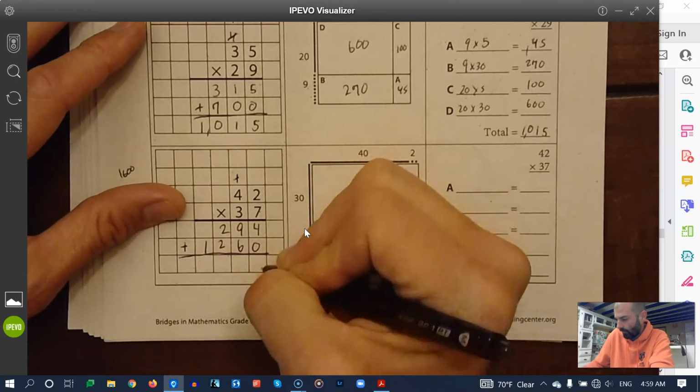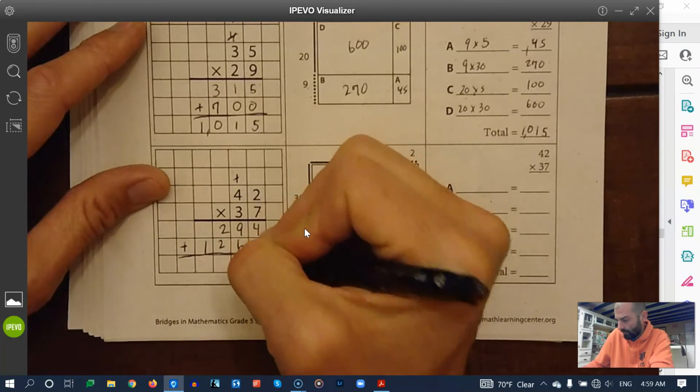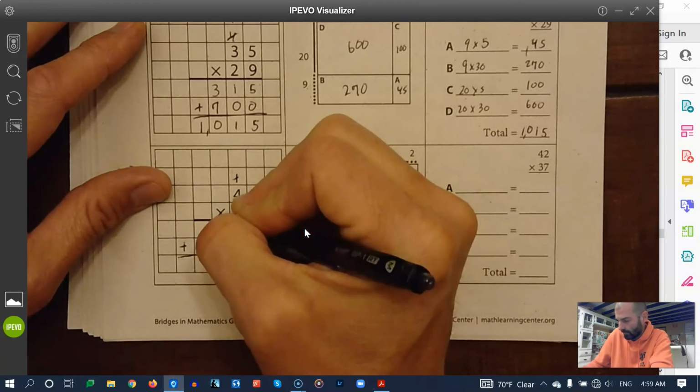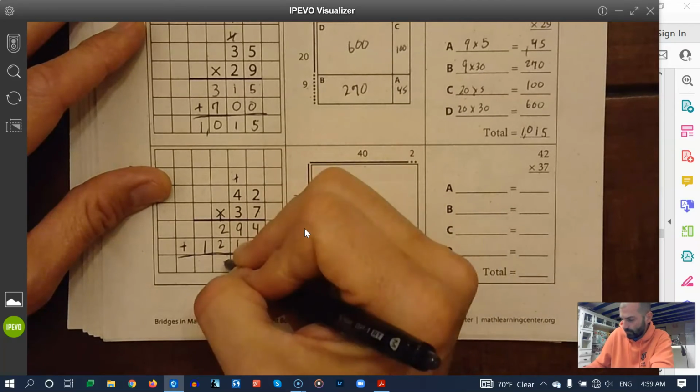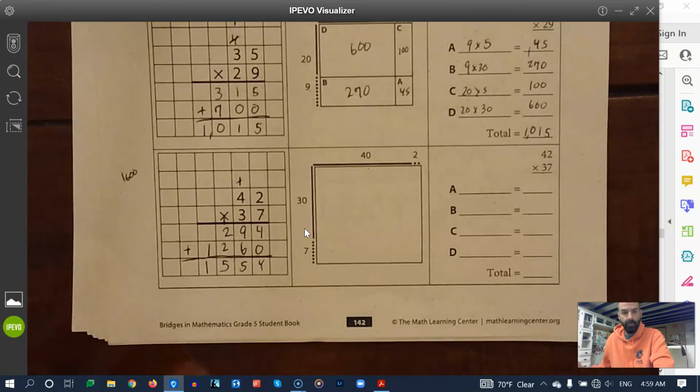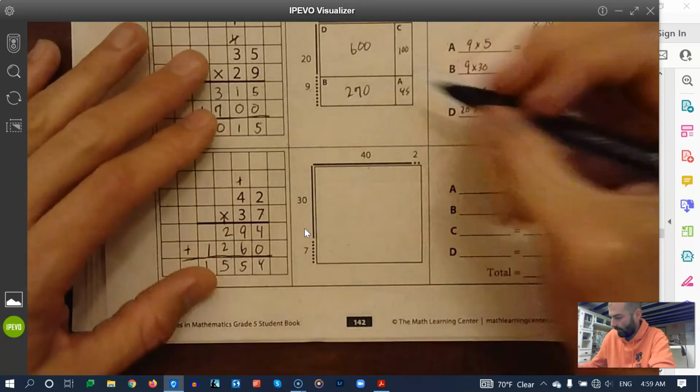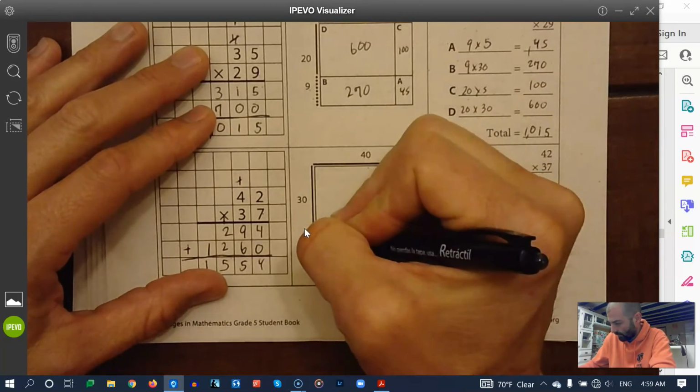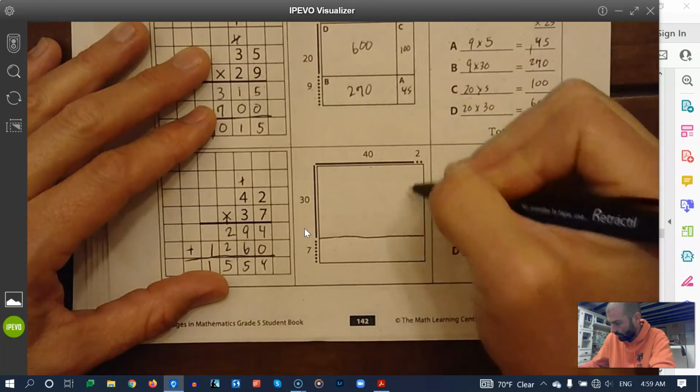I'm going to add everything. 4 plus 0 is 4. 9 plus 6 is 15. 1 plus 2 is 3. Plus 2 is 5. 1,554. That's pretty close to 1,600, so I feel pretty good about that. They want us to draw the lines now.